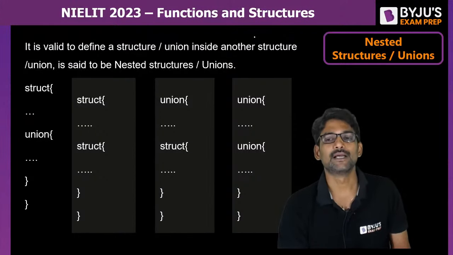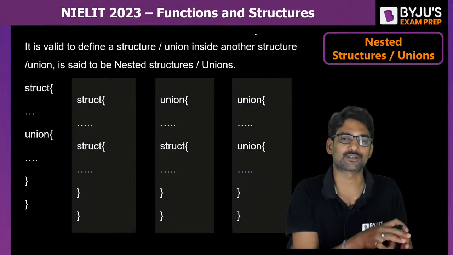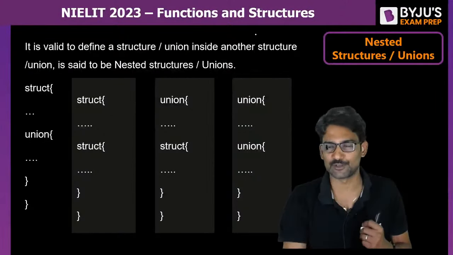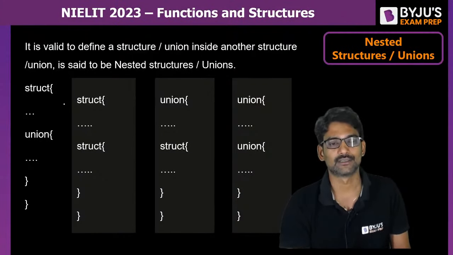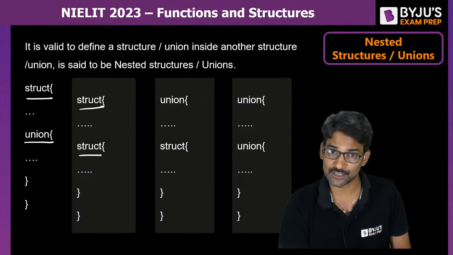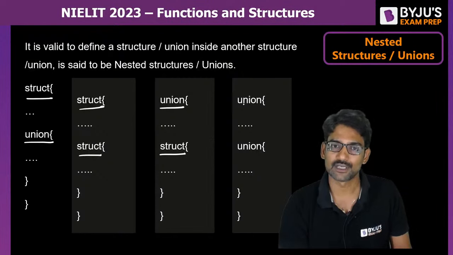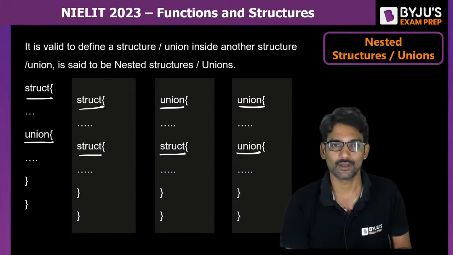Okay? And it is very much valid or legal to have one structure in another structure, one union in another union, or a combination. This is what we call a nested structure or nested union. In one structure I can write a union, in a structure I can write another structure, in a union I can write a structure, in a union I can write a union. So this is very much possible. It won't give any error. And we will access with hierarchical variables: v1 dot v2 dot member. In that way we access.